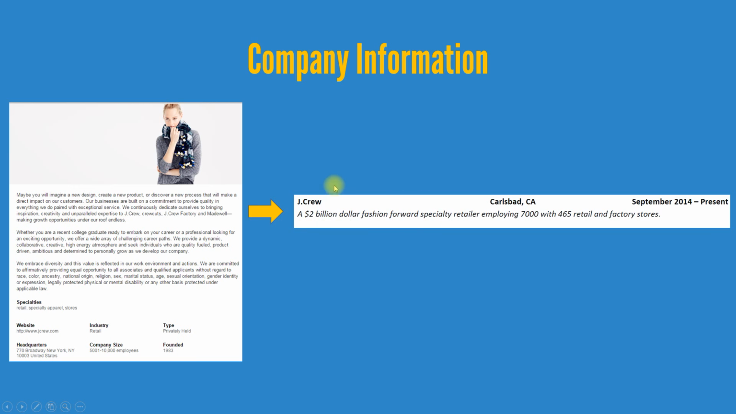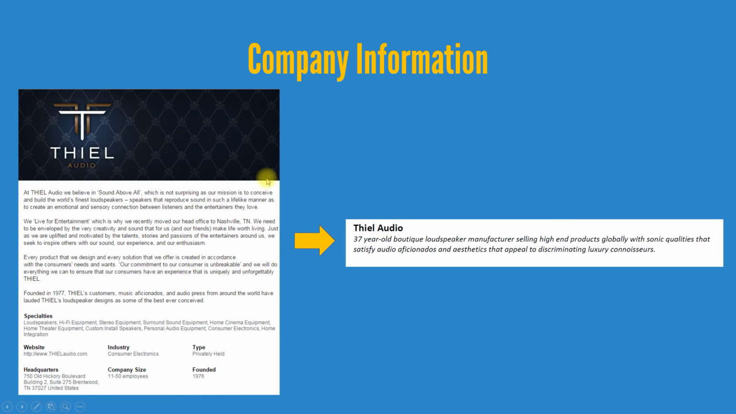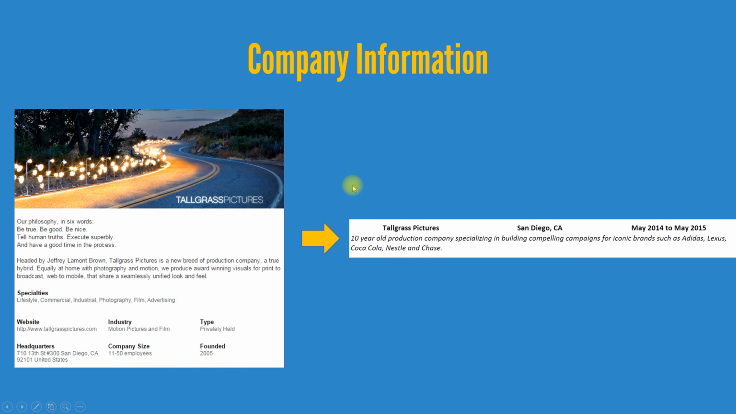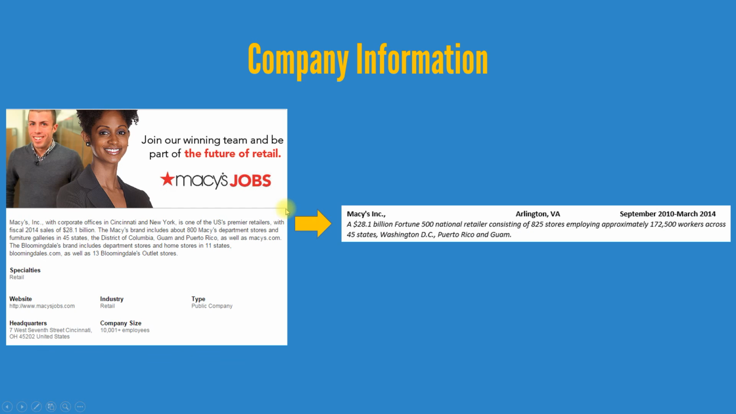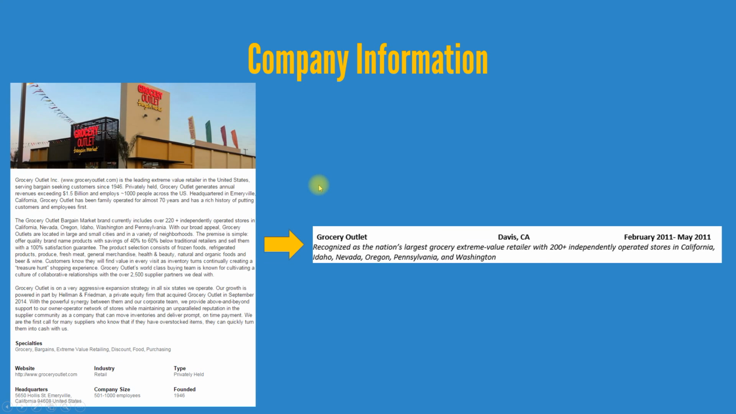J. Crew, another retailer, right? Same kind of formula. Theo Audio, this is a small company. This is an actual description, right? Gives you the details you need. Tallgrass Pictures, another tiny little company, but once again, gives you everything you need here. Macy's, another retailer, a ton of information, right? A lot of it's contained right here on their LinkedIn page, guys. If not, it's on their About Us page on their homepage, right?